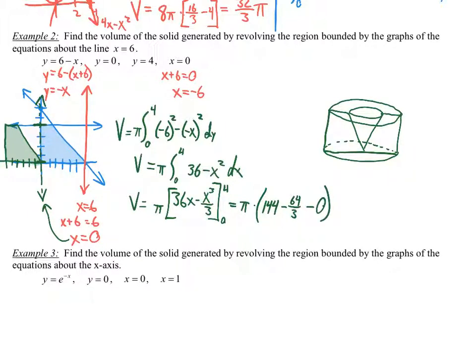64 over 3 is 21 1/3. So if I subtract that from 144, my volume is going to be 122 2/3 pi cubic units, whatever those happen to be.